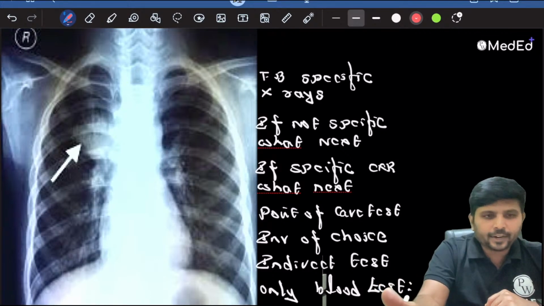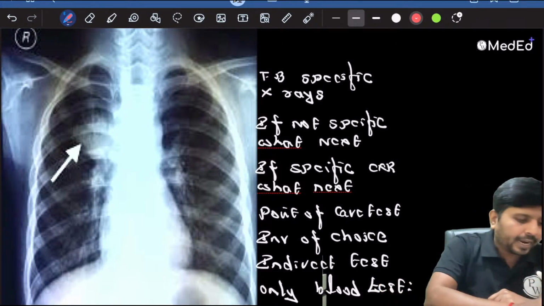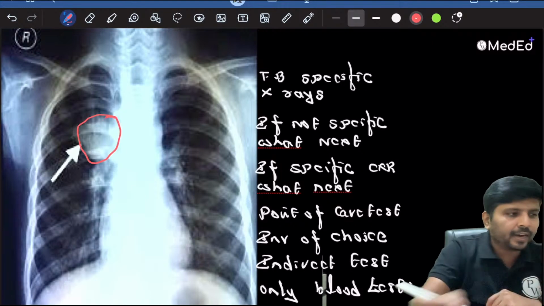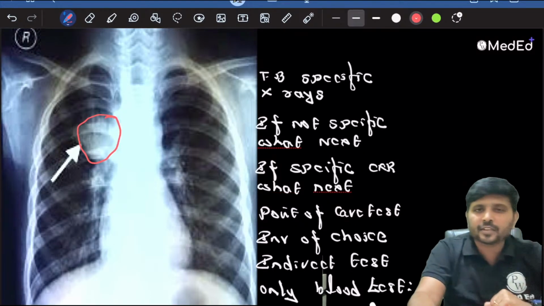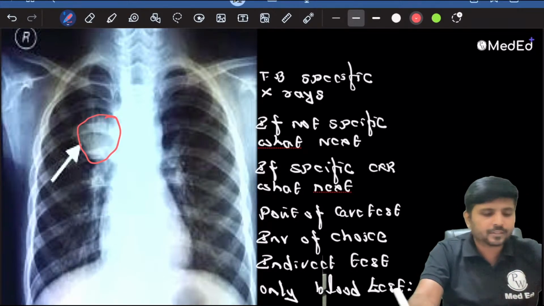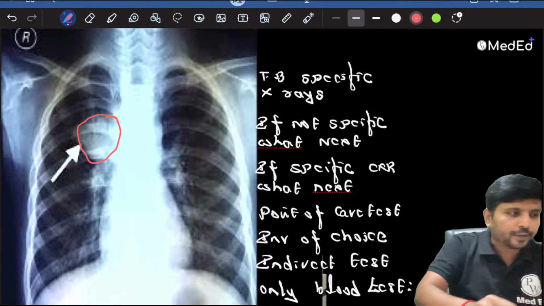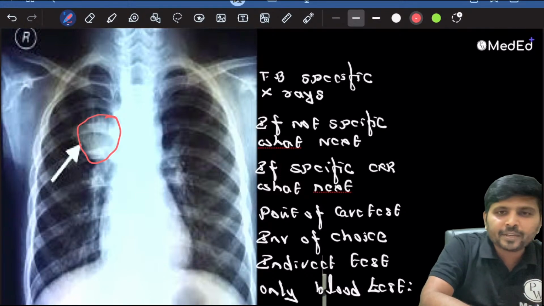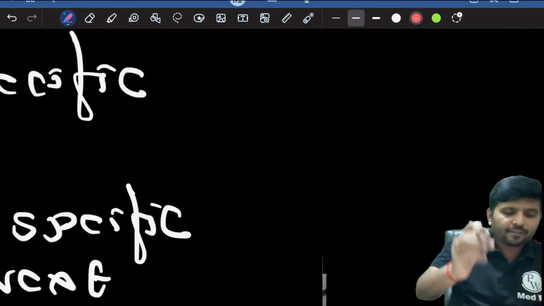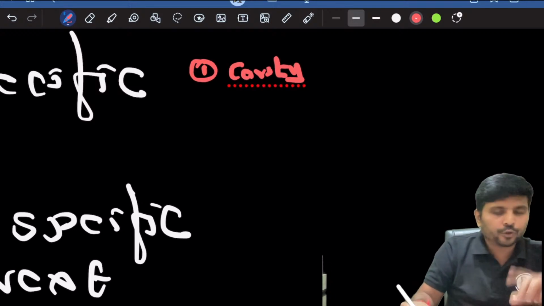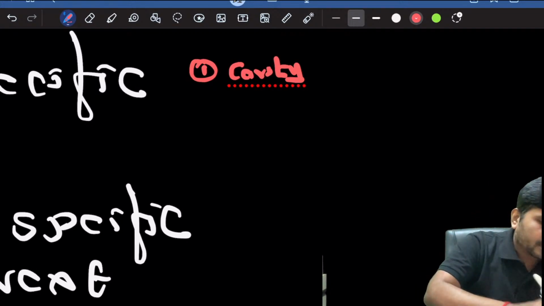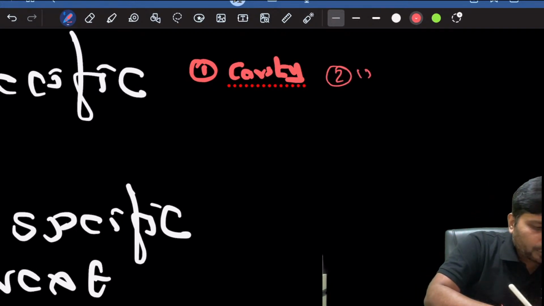Tuberculosis is the first diagnosis, and here you could see a hilar adenopathy. What are all the TB specific X-ray findings? Three findings with respect to TB. So the three findings are: one is cavity. You have one more image that I will show you. Cavity is TB specific. Second one is hilar adenopathy.